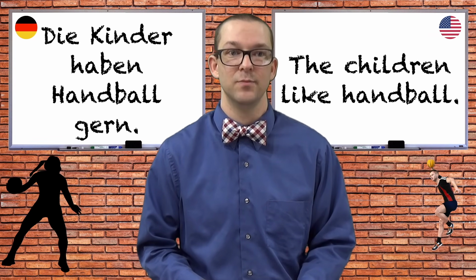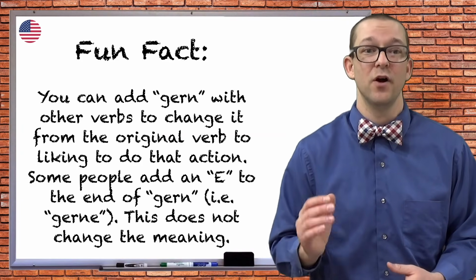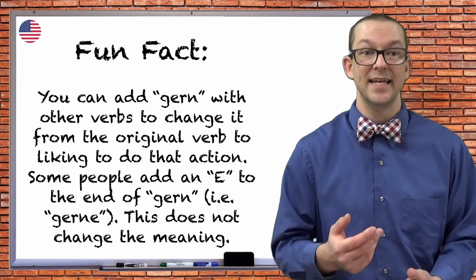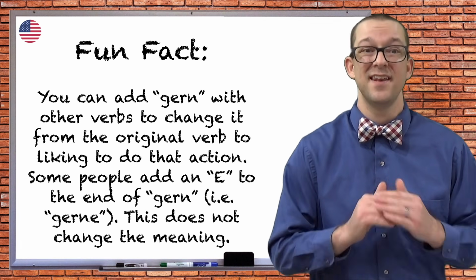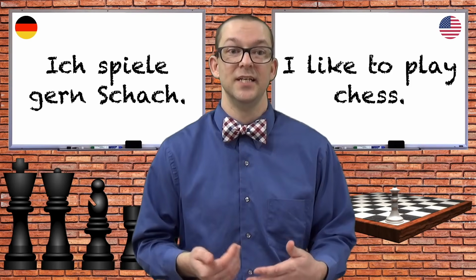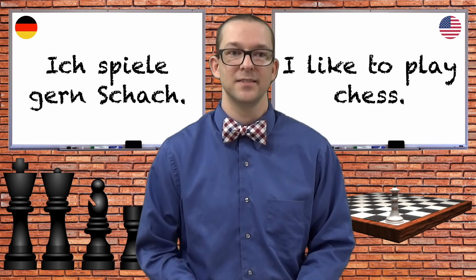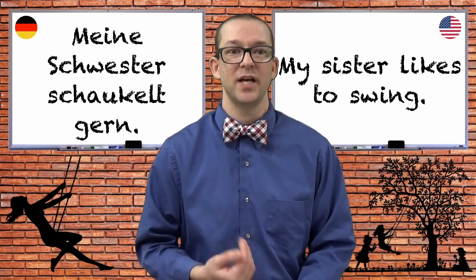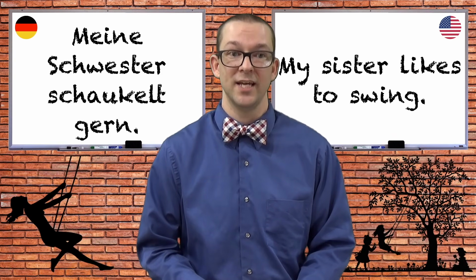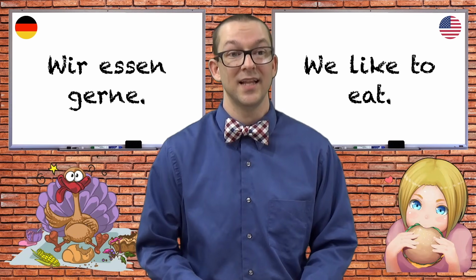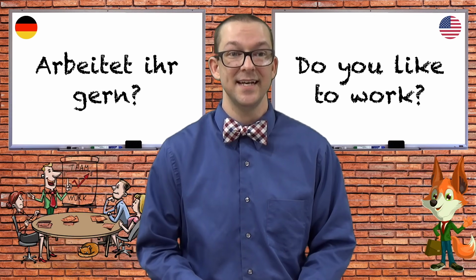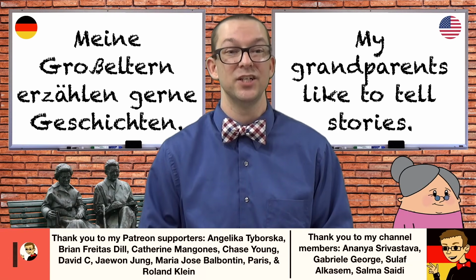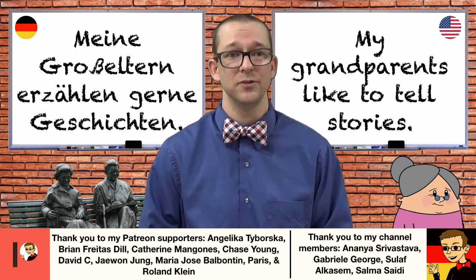The children like handball. You can add gern with other verbs to change it from the original verb to liking doing that action. Some people add an e to the end of gern to make it gerne. This does not change the meaning at all. Ich spiele gern Schach. I like to play chess. Tanzt du gern? Do you like to dance? Meine Schwester schaukelt gern. My sister likes to swing. Wir essen gern. We like to eat. Arbeitet ihr gern? Do you like to work? Meine Großeltern erzählen gerne Geschichten. My grandparents like to tell stories.